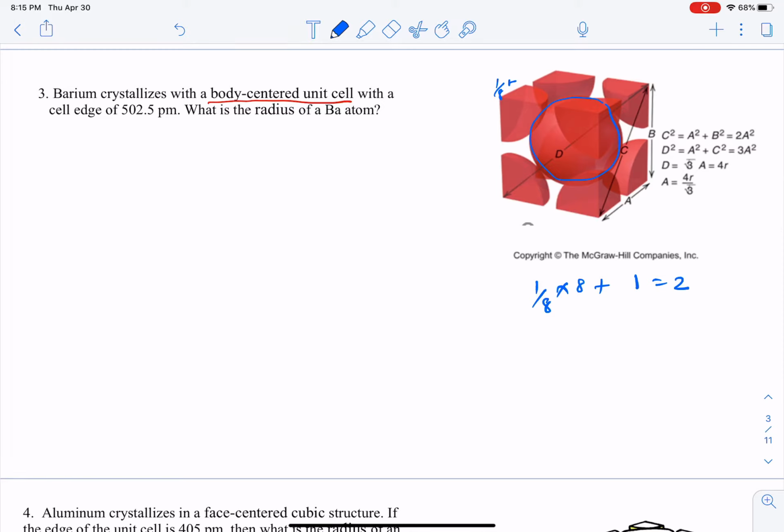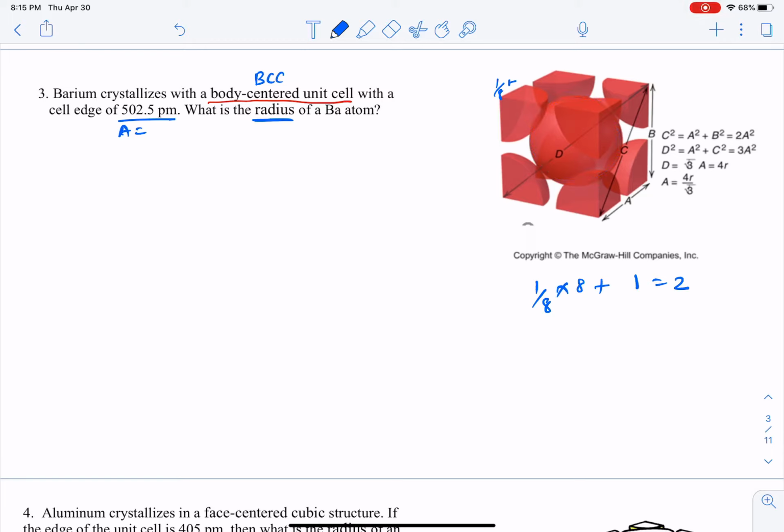Reading the question: barium crystallizes with body center, so you know it's a BC structure, or I call it BCC, body center cubic lattice, with an edge of a equal to 502.5 picometer. And what is the radius? So radius is asked here. Okay, so I'll first rub around this.